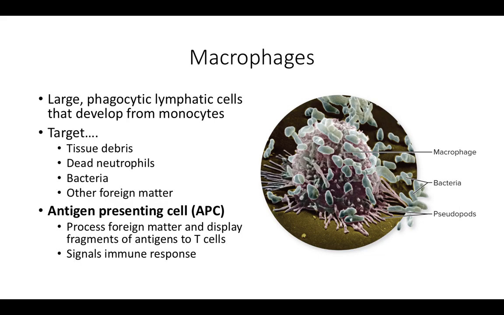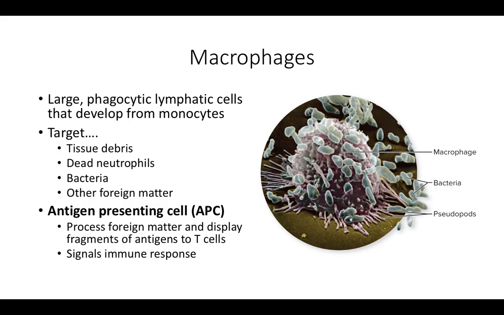Macrophages are another type of lymphatic cell. They're really large phagocytic cells. So we should all know what phagocytic means by now. It means that they basically engulf foreign material. And they develop from monocytes, which hopefully you remember is one of your types of leukocytes.